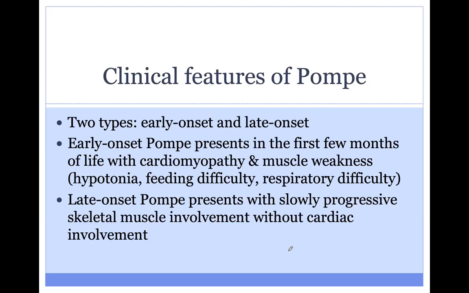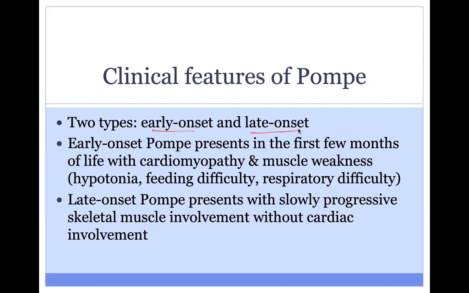Okay, so clinically there are 2 types of Pompe. There's early onset and late onset. The early onset form of Pompe usually presents in the first few months of life, and it presents with hypotonia, feeding difficulties, and respiratory difficulties. These are due to the skeletal muscle weakness, right? You need your diaphragm to breathe. You need your muscles in your arms and legs to move. And you need the muscles in your mouth to feed. So that's where those symptoms come from. It also affects the muscles of the heart, and that's what causes the hypertrophic cardiomyopathy that we often see in Pompe disease. That's early onset.